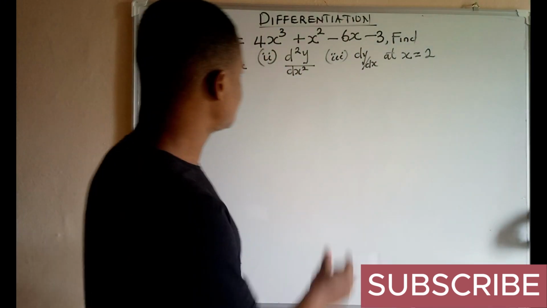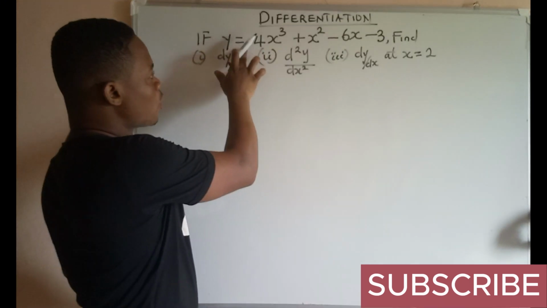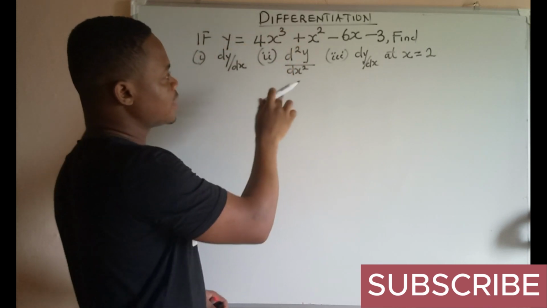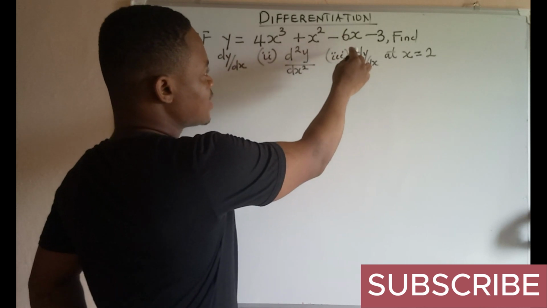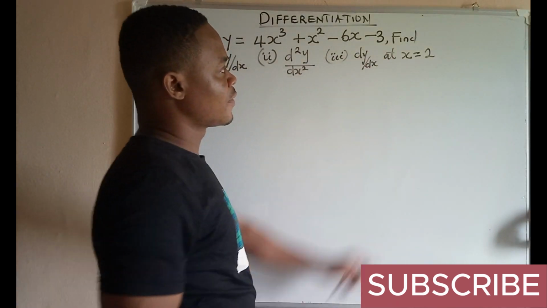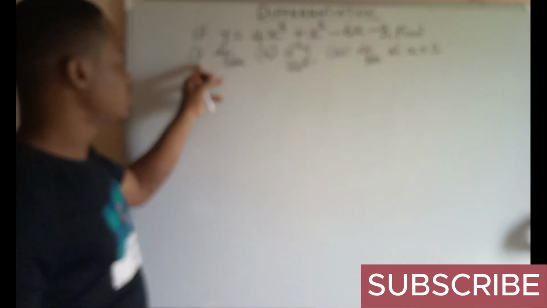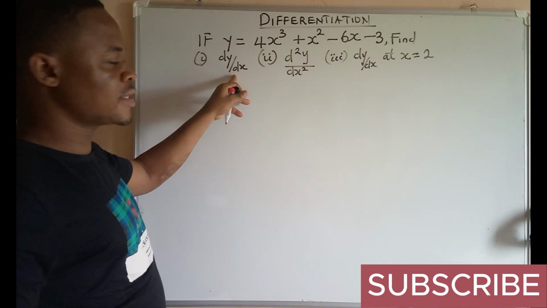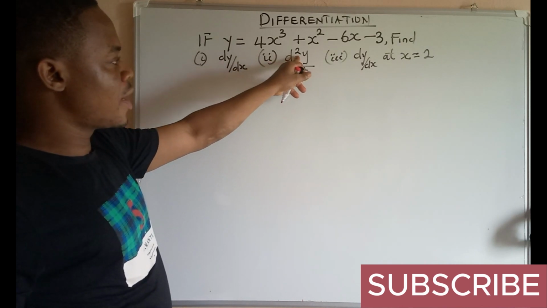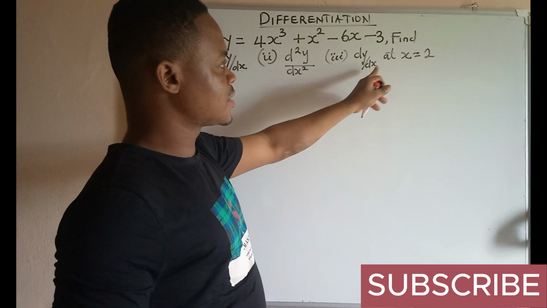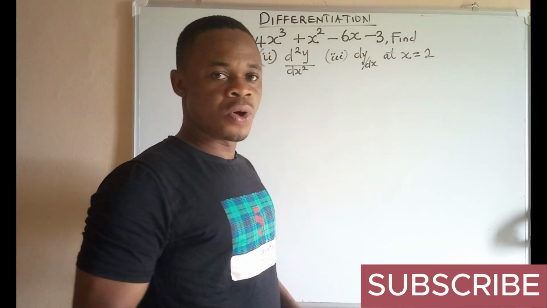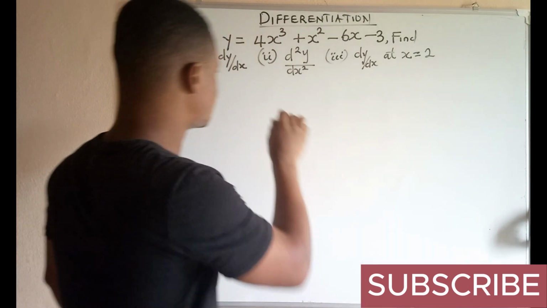Let's solve this problem. If y is equal to 4x raised to the power 3 plus x raised to the power 2 minus 6x minus 3, find dy/dx, d²y/dx², and the value of dy/dx at x equals 2. Solution.